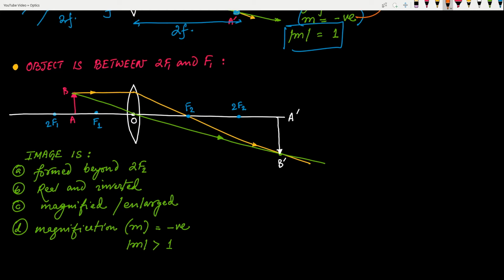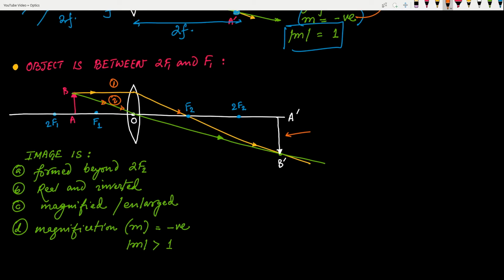So where will the image be formed? We'll be taking two rays again, very simple. Number 1 and number 2. One is parallel to the principal axis. After refraction it will pass through focus, as you can see. And the second one is passing through our optical center. Therefore it will go undeviated. And the intersection point is this one. And we got the image to be at a point that is beyond 2f2.